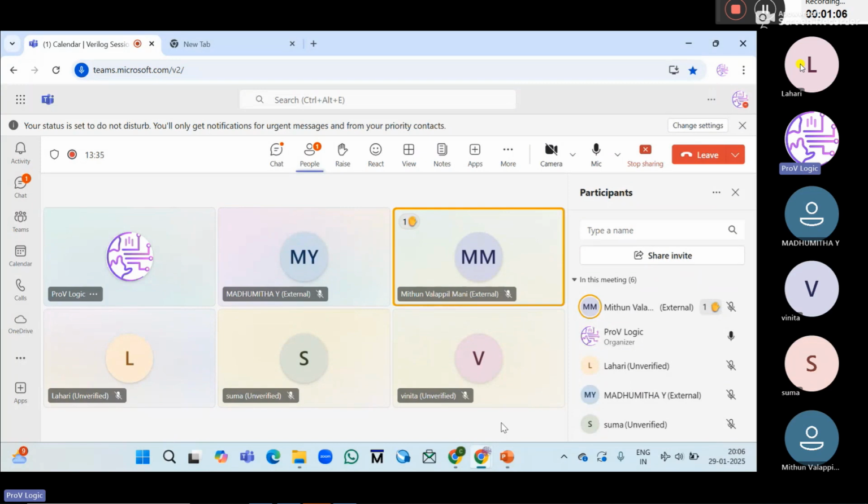Next concept, a major concept in Verilog HDL, is finite state machines. So what is meant by a finite state machine? And what are the applications of finite state machines?